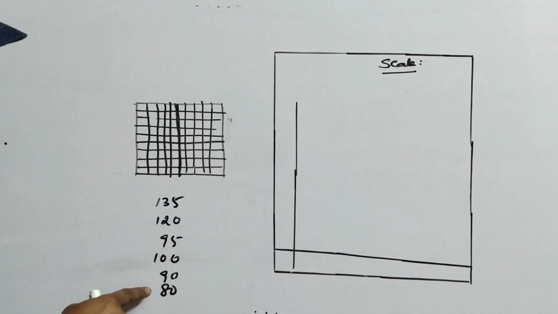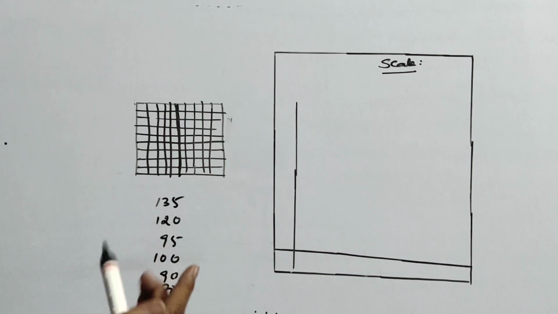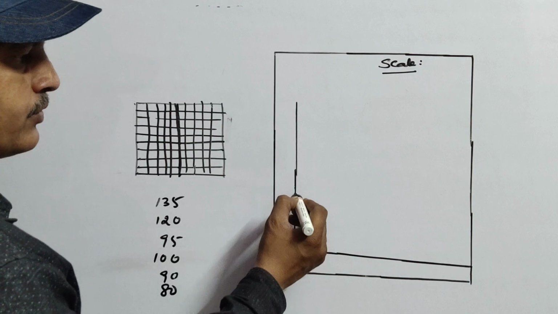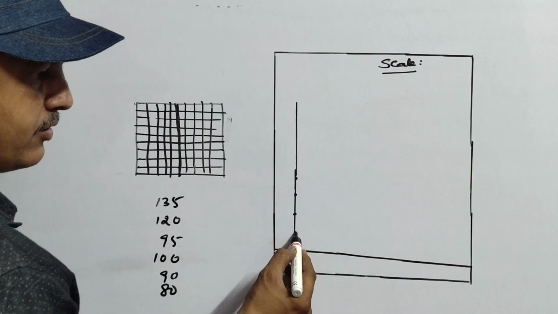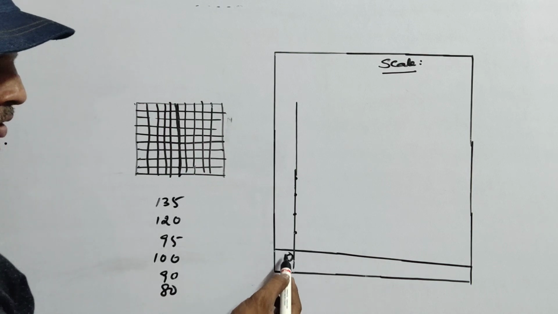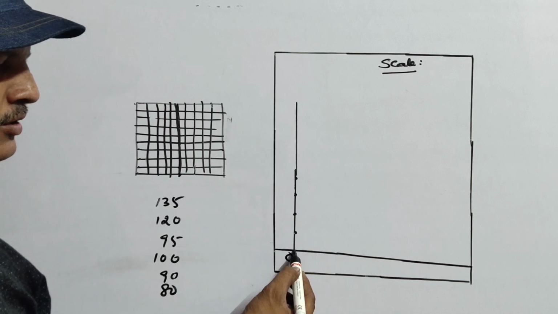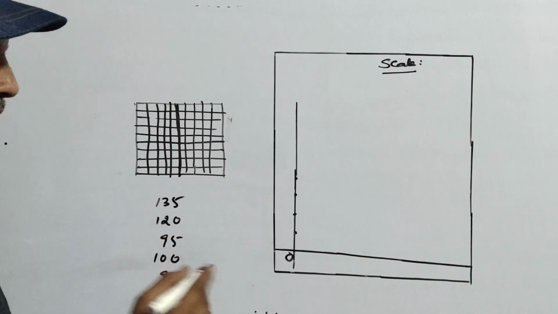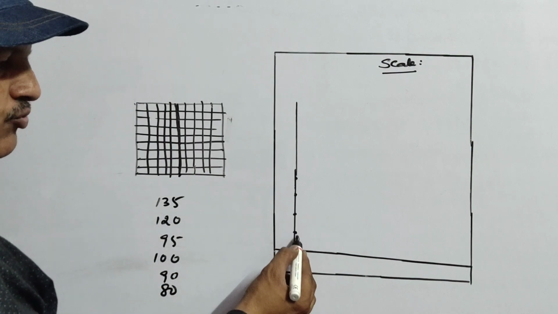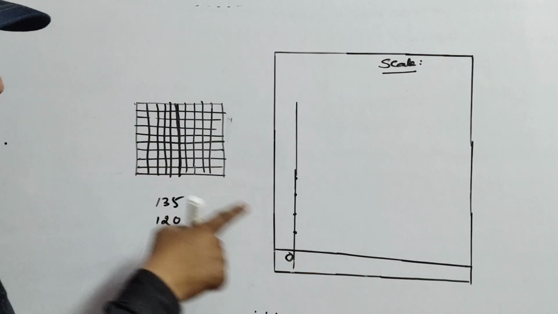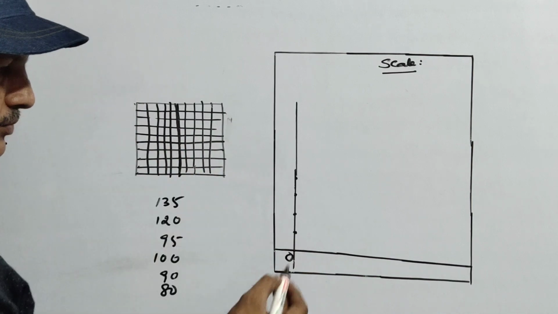So it is better if you take 20s, meaning each block is 20. That means the first one here will be 0, because as I told you, the intersection between the x-axis and y-axis is 0. That is the origin. Here we can take from here to here as 1 block, like this. I have drawn the big one. If you see the graph, it will be very small.